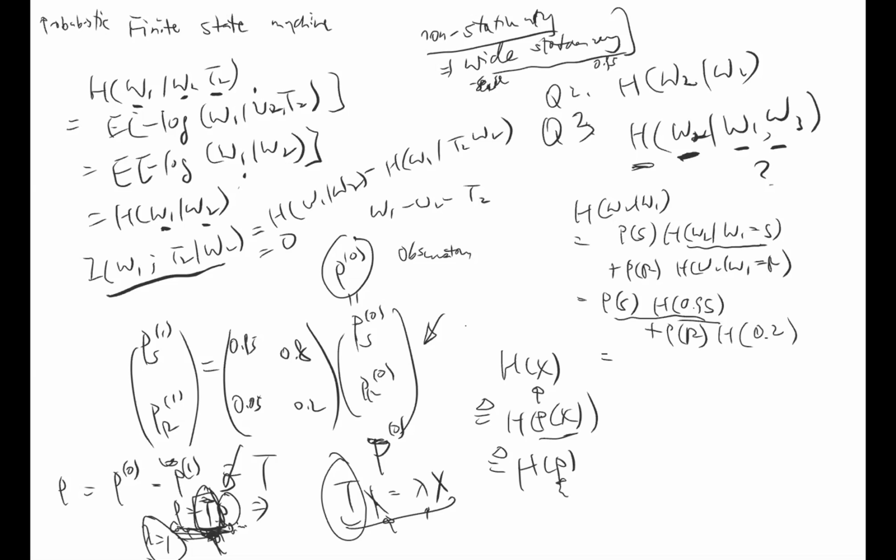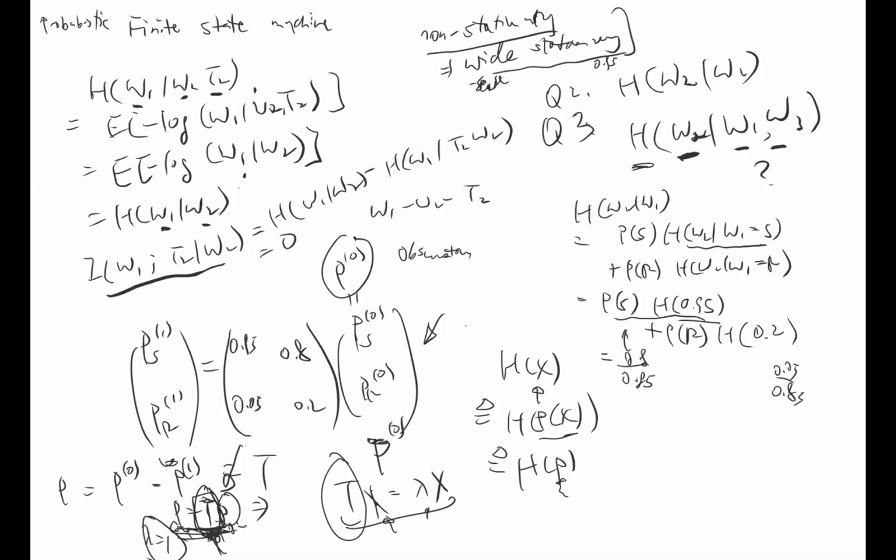Let me see, what's H? I think PS is like 0.8 over 0.85, if I remember, or 16 over 17, something like that. And PR, 16 over 17, yeah. And the other one is like 0.05 over 0.85. And let's see what's H95. I better define the H function, it's easier.